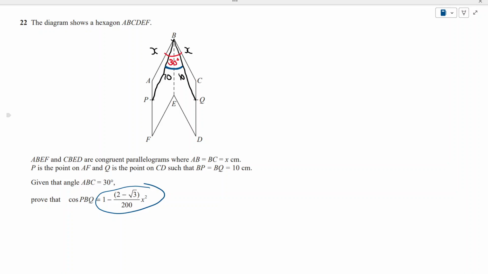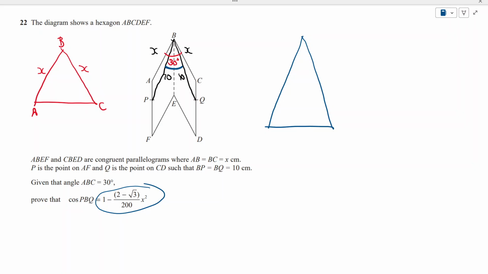Now, if you think about this, we have got to find the cosine of an angle. Now, we're working with triangles. I'll show you how that looks. If we isolate triangle ABC, like so, so we've got A, B, C. We know that the lengths here are both x, so we're looking at an isosceles triangle, obviously. And if we also look at triangle PBQ, draw a little bit bigger because it's a little bit taller. Now these two sides are given as 10. And we want to work out the cosine of this angle. I'm going to call it theta just for the diagram purposes here.